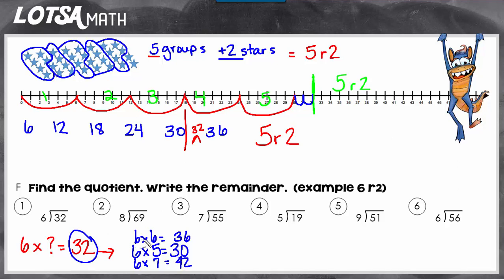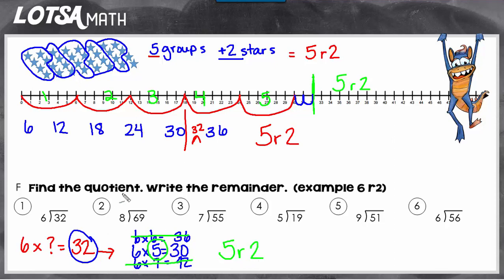Well, 6 times 6 is close, but it goes over. 6 times 7 is close, but it goes over as well. So 6 times 5 is 30. It's the closest we can get to 32 without going over 32. So our quotient is going to be 5. 5 is going to be our answer. And our remainder is going to be the number of digits between 30 and 32. So 30, 31, 32. So again, our answer would be 5, remainder 2.